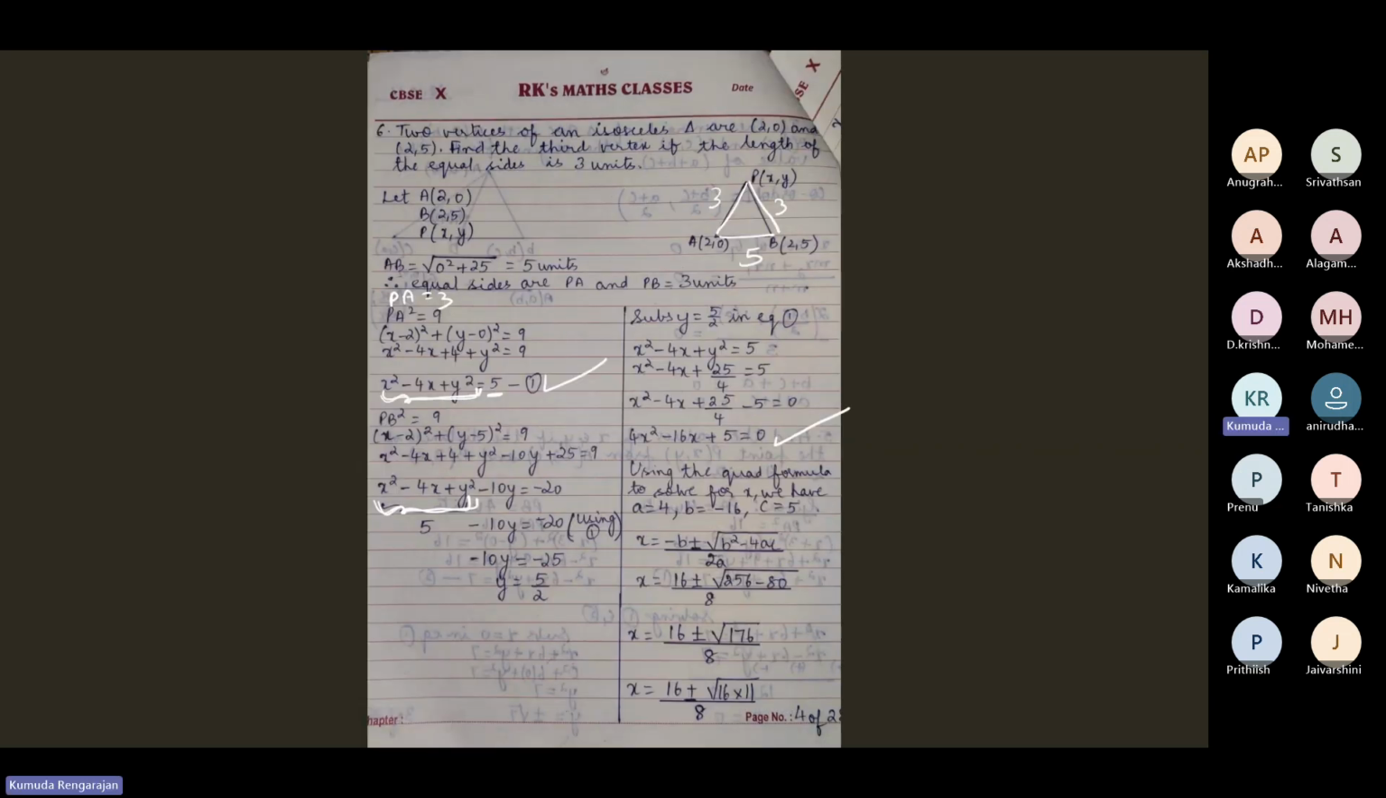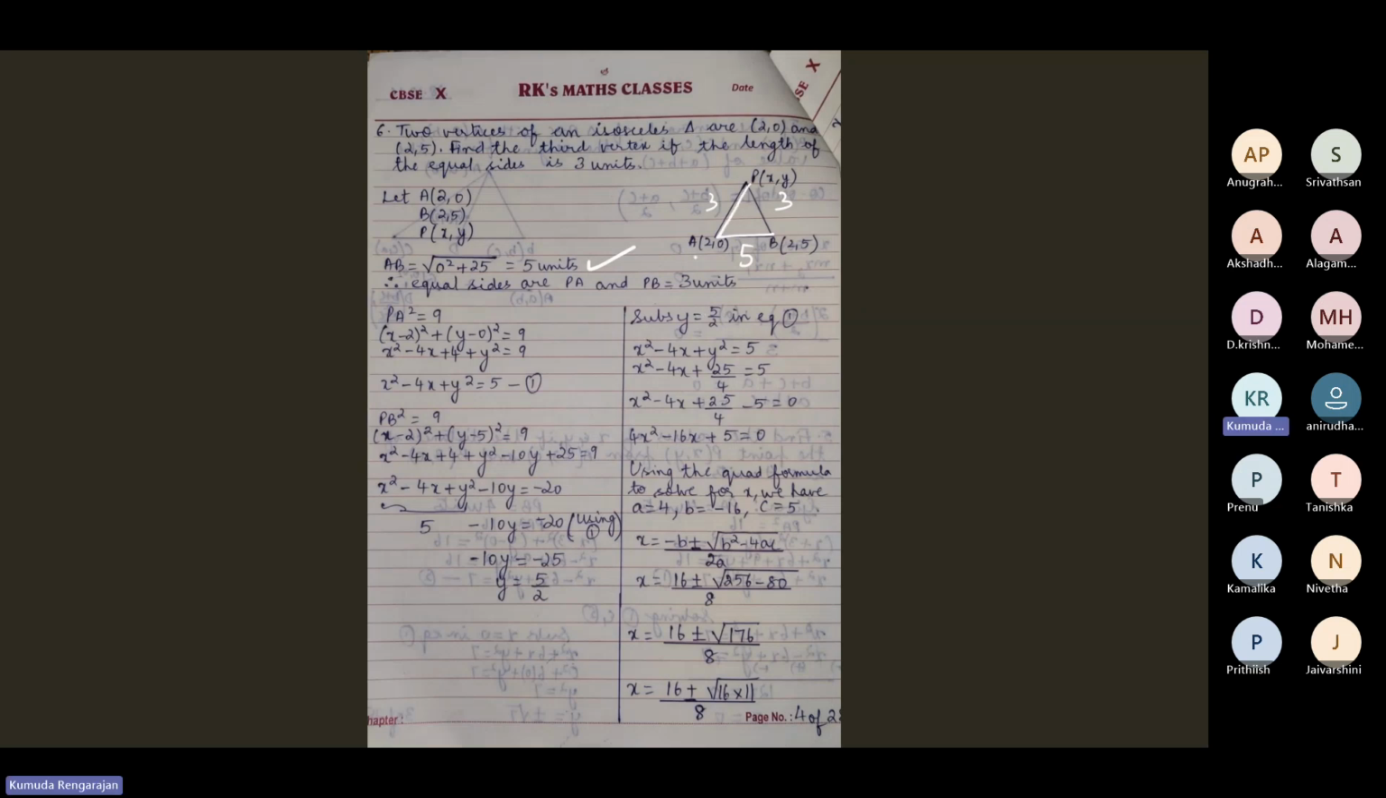Important question. So what here? Two vertices of an isosceles triangle are given. Should find the third vertex. So first, using the distance formula, find the length of the line segment AB because you know A and B. Find AB. AB is 5. It's given that equal sides are 3. So that this is 5. So these two should be the equal sides, 3.